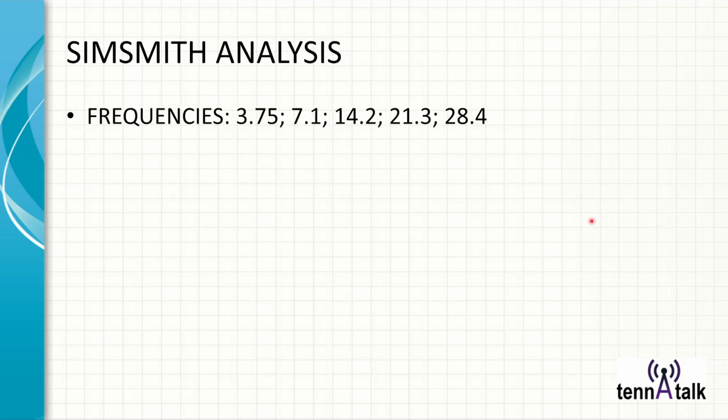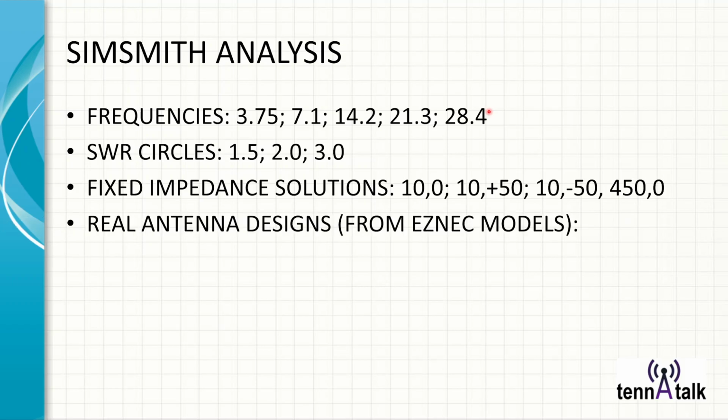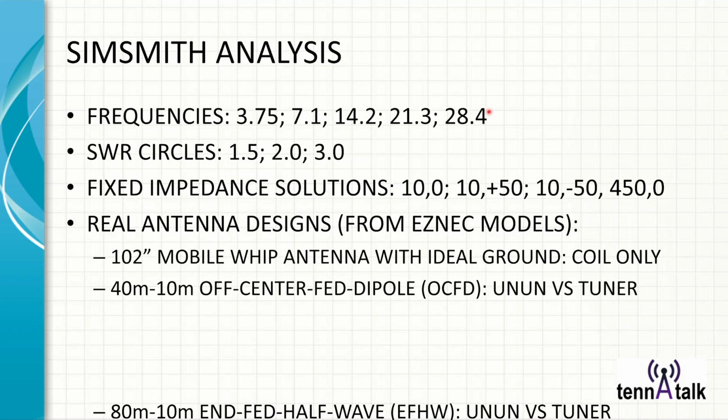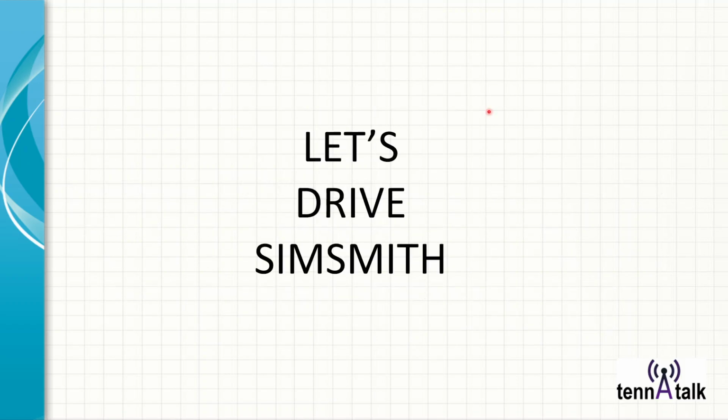So what we'll do with SimSmith analysis, we're going to use typically these frequencies for the center of the 5 bands: 80 meters, 40 meters, 20 meters, 15, and 10, just as a starting point. We'll use SWR circles of 1.5, 2, and 3, which are pretty useful. And then we'll start with some fixed impedance, and then we'll do some real designs, including a 102-inch whip, an off-center fed dipole, and an end-fed half-wave antenna. So let's get going. Let's drive SimSmith.